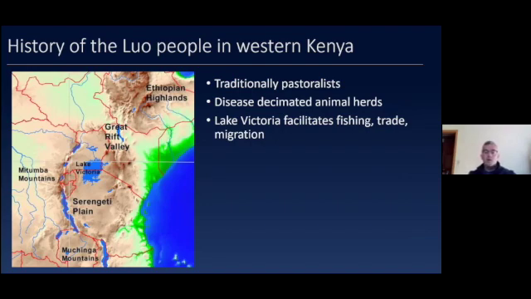So Lake Victoria is not only great for fishing, but it's also great for trade. Once you have boats, you can move around very easily. You can migrate, you can trade with other ethnic groups and other populations. And so it really facilitated this exchange of cultures and ideas and industry all around the lake.